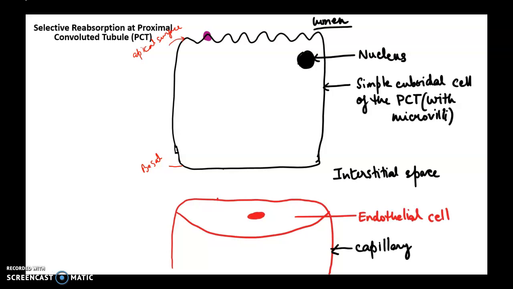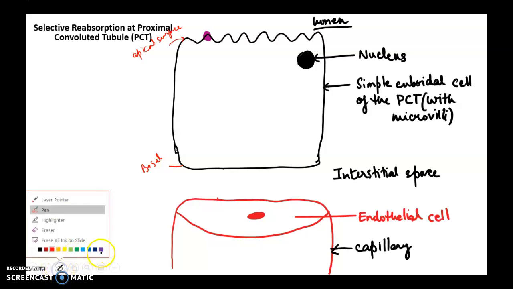Why do you think we see microvilli on these cells? Because these cells will absorb things, right, from the lumen into the interstitial space, and therefore having microvilli will increase the surface area for absorption. In this simple cuboidal cell of the PCT, we also see a black colored nucleus. Then at the bottom, we do see an endothelial cell that lines the capillary. And in between the simple cuboidal cell and the endothelial cell, we have a space called interstitial space. So let's play.